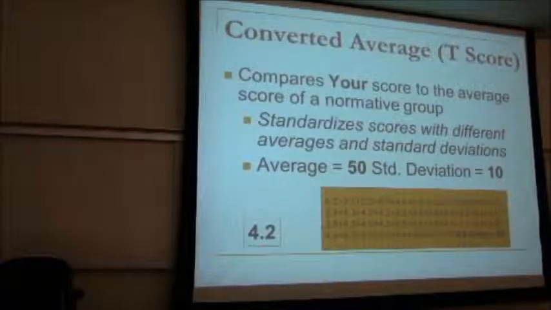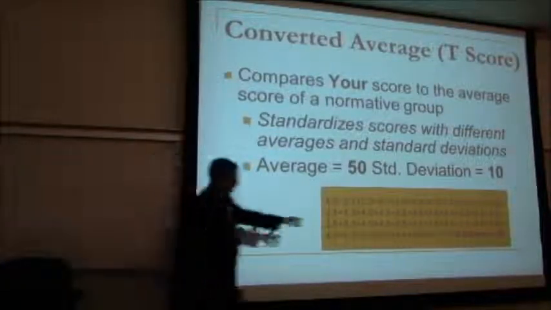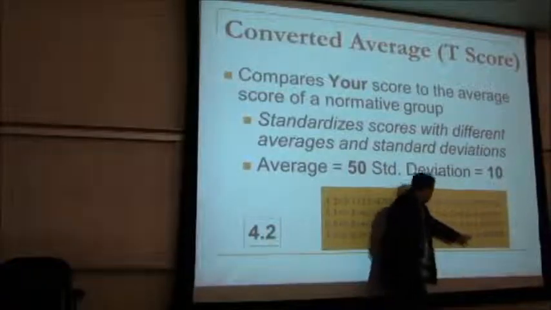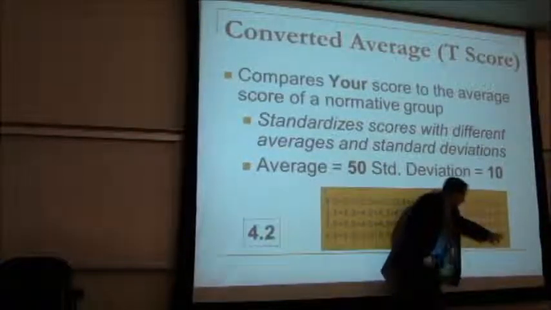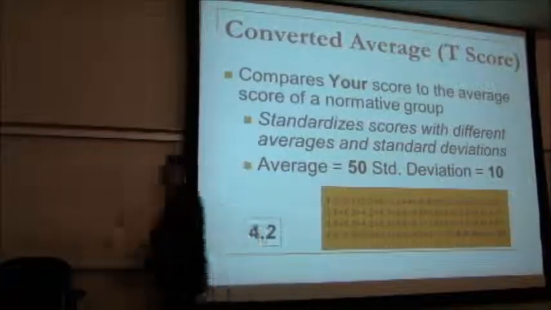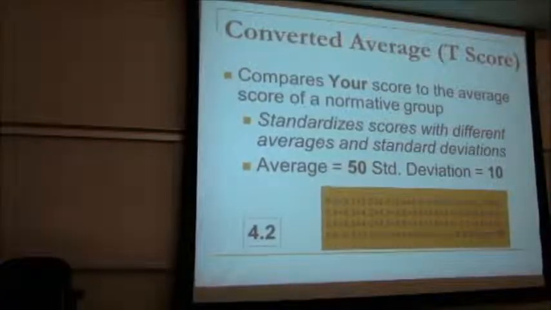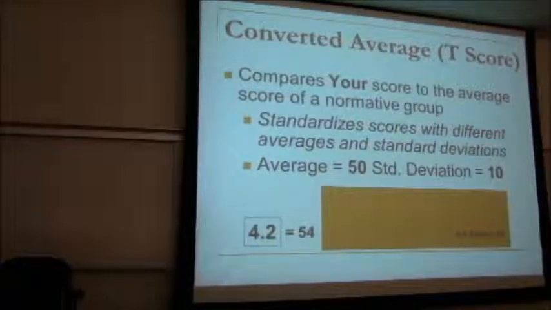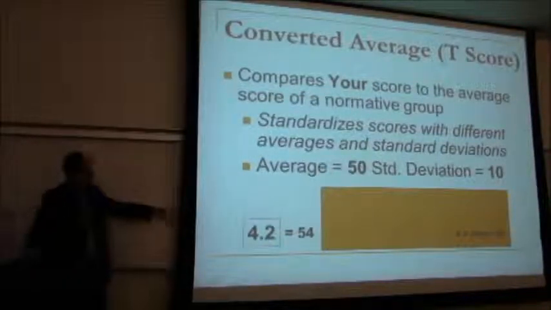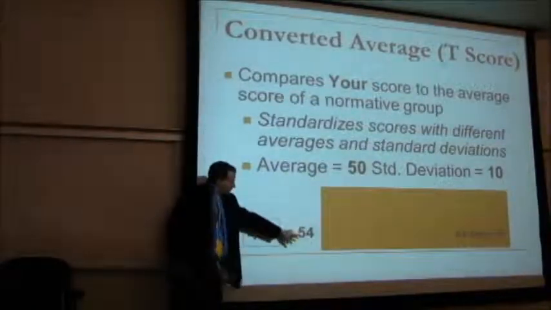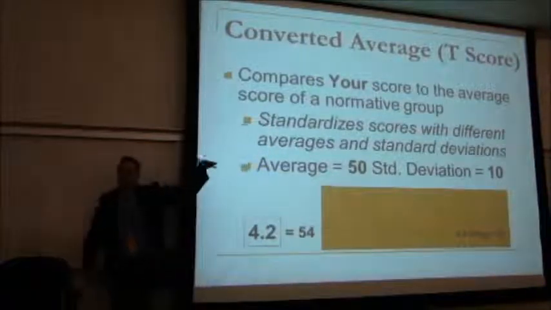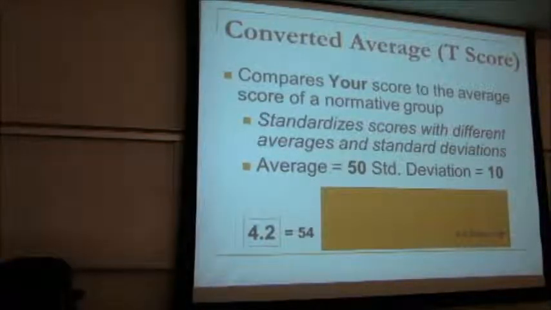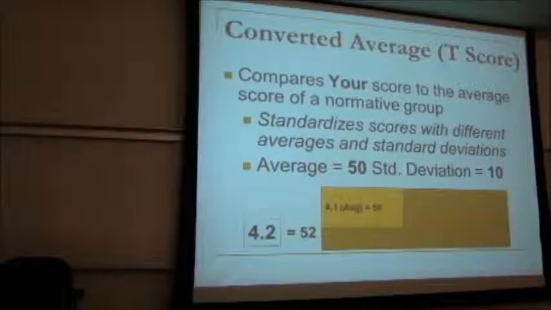So let's say that in this case, your average of 50, your average was 4.0, so that becomes a t-score of 50. Should have brought my laser pointer. Right, so your t-score compared to that is 54. Right, so you're above the average of the comparison group.